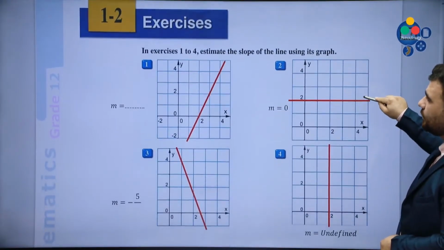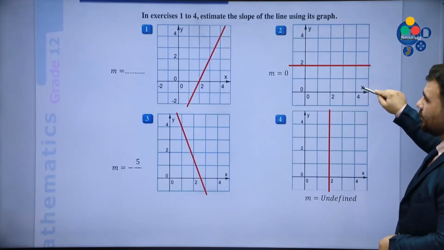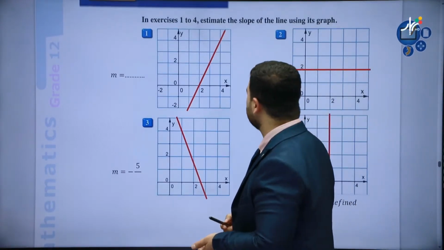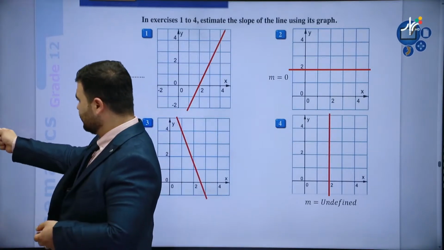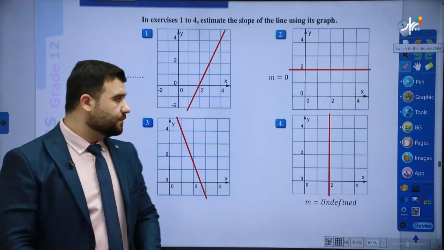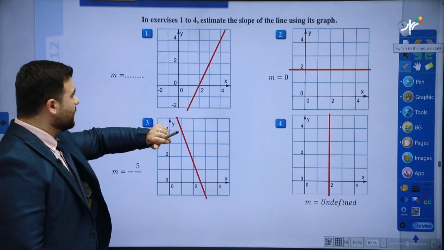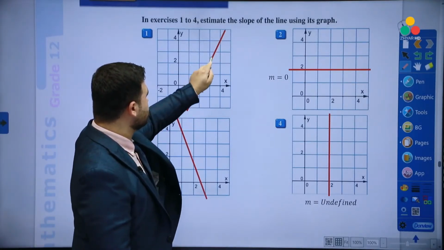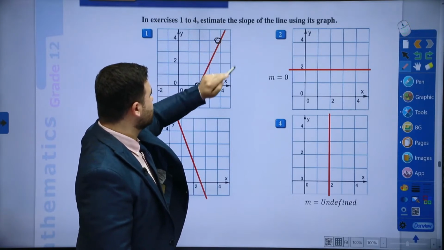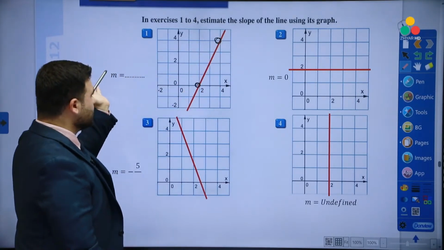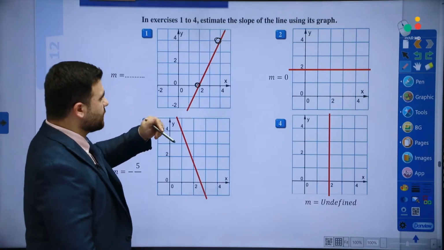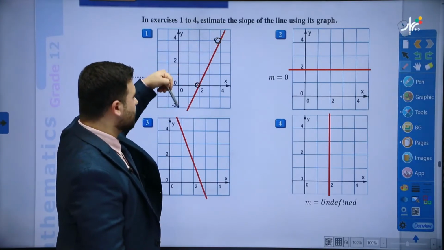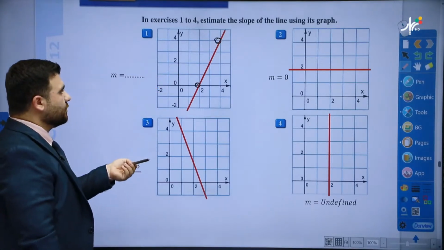Exercise 1.2. We have 4 questions here. In exercise 1 to 4, estimate the slope of the line. Now, here, I either can mark 2 good points, then write them in the rule, or we can go with rise over run. Rise is 1, 2, 3, 4. Run is 2. 4 divided by 2 is 2.